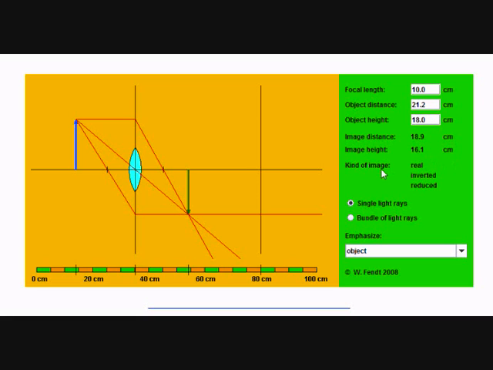And finally, you've got the image characteristics. In this case, you've got the real, inverted, and reduced is the way it's described here. Okay.